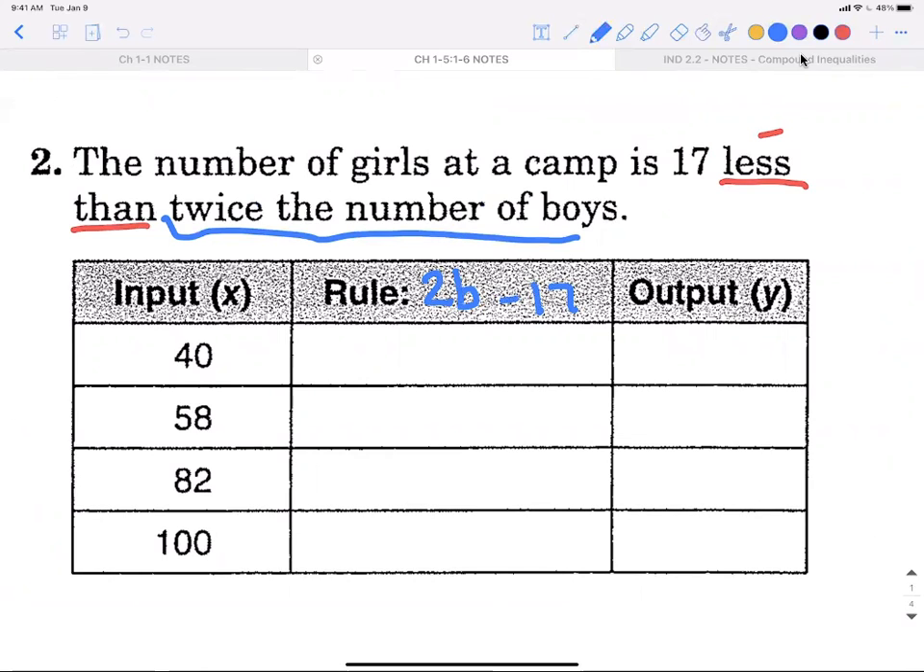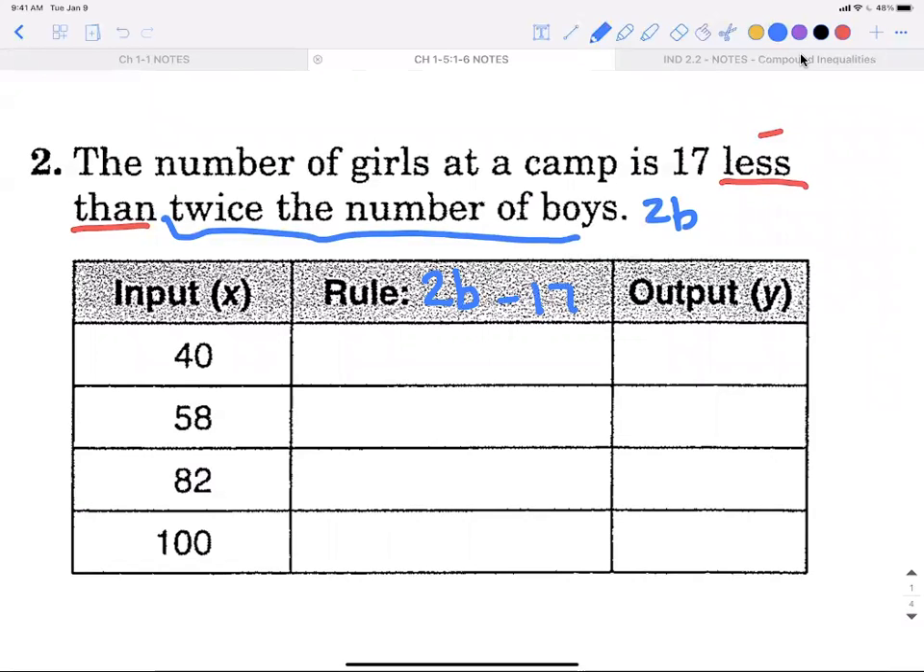And sometimes it just takes reading through the sentence 2 or 3 times and jotting down what you know, kind of like I did. I knew that twice the number of boys, I would make that 2B, and then think about what 17 less than that would look like. Put it in a couple of different orders and play around with it until you feel like you've got it in the right order and really representing what the sentence says. Very much like what we did a couple weeks ago, okay?